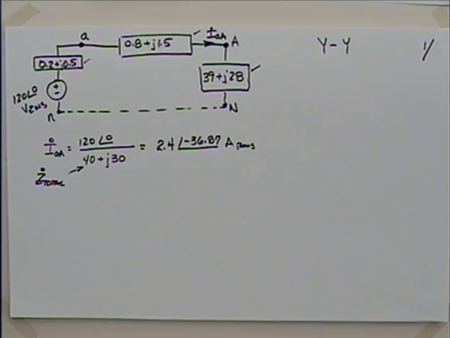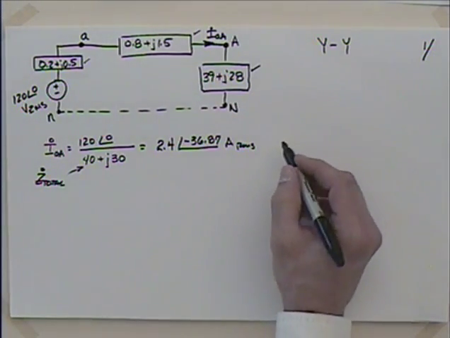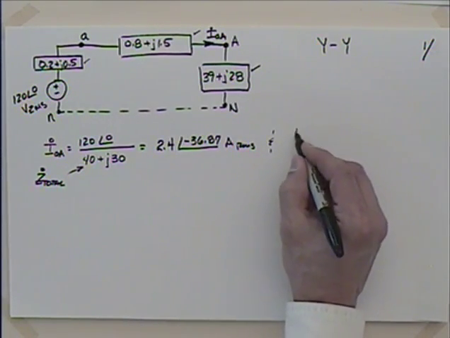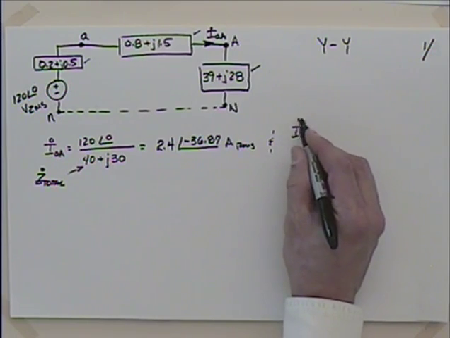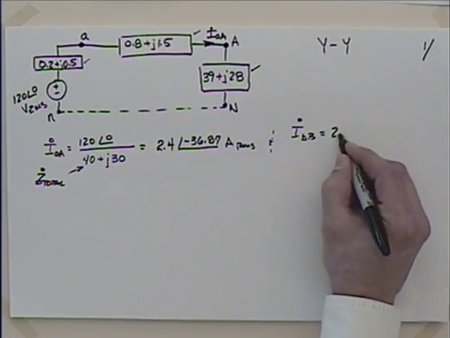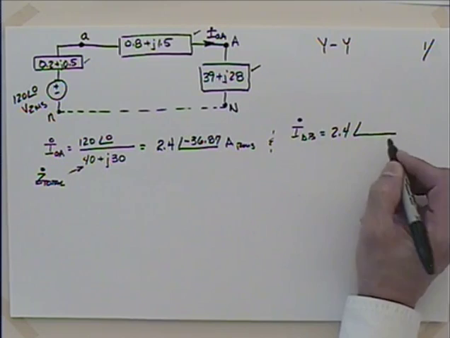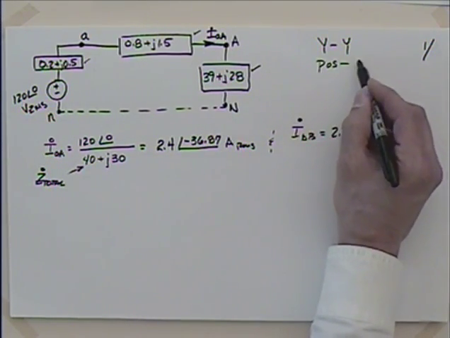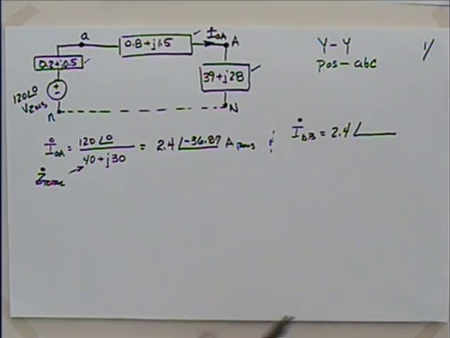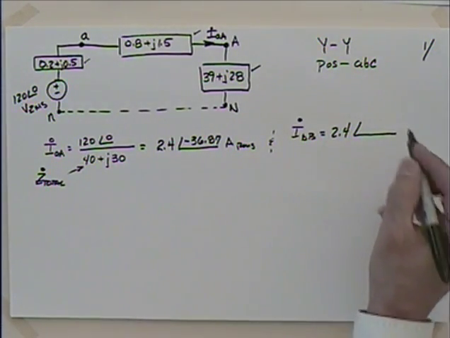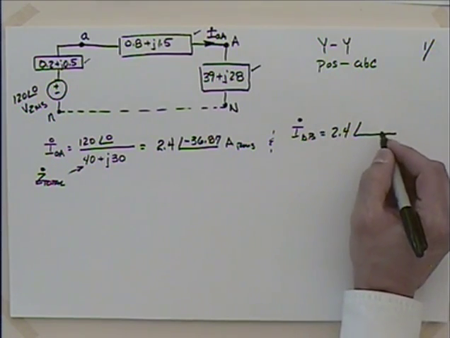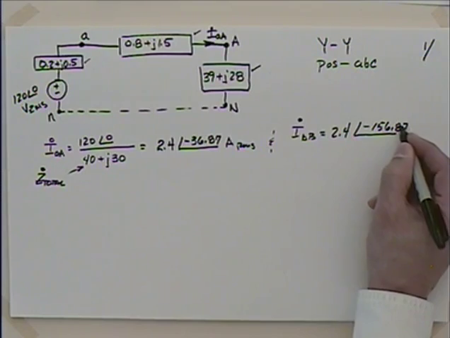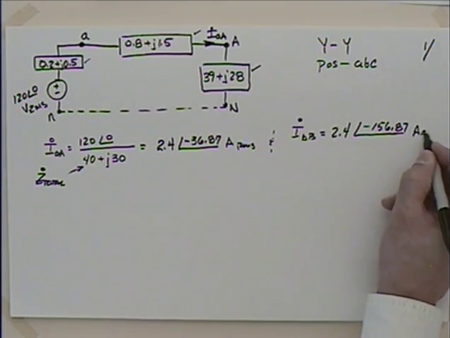If we wanted AB, what would we get? I mean, not AB, I'm sorry, BB. So I could continue on and say I little b, big B, should have the same magnitude, right? 2.4. And then what's our angle going to be? We're a positive phase sequence, positive A, B, C. So that means for the B, we'd do what? Yeah, subtract 120, so I get minus 156.87, because we subtracted 120, amps RMS.